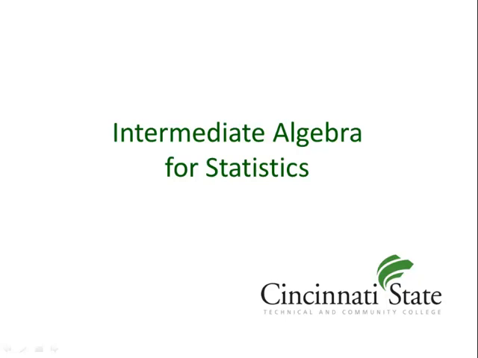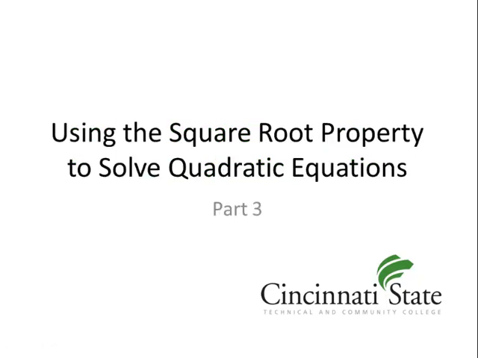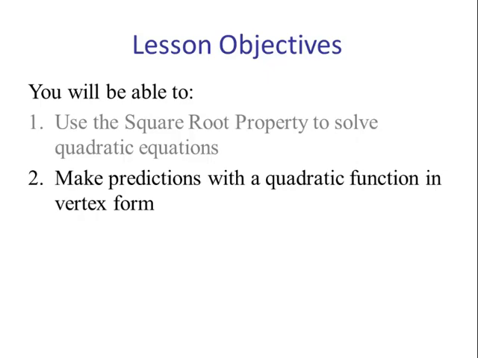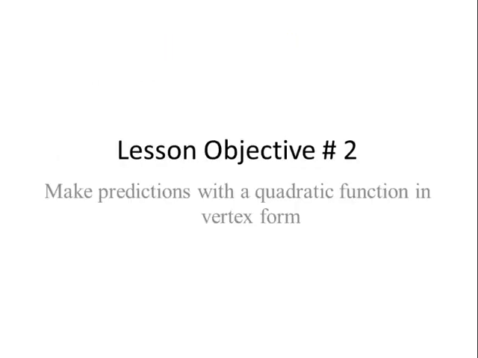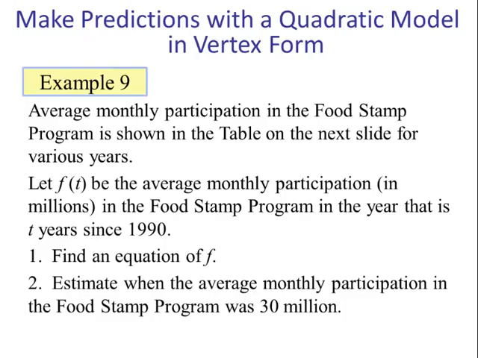Intermediate Algebra for Statistics. Using the square root property to solve quadratic equations, Part 3. Lesson objective: make predictions with a quadratic function in vertex form. Lesson objective: make predictions with a quadratic model in vertex form.